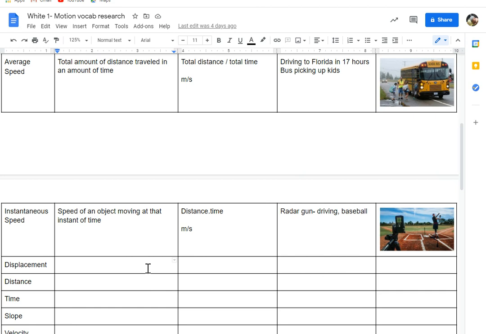Okay, so moving on to displacement. Who has a good definition for displacement? Anybody? This is one that we should have heard of before. I'm not looking for the water displacement.